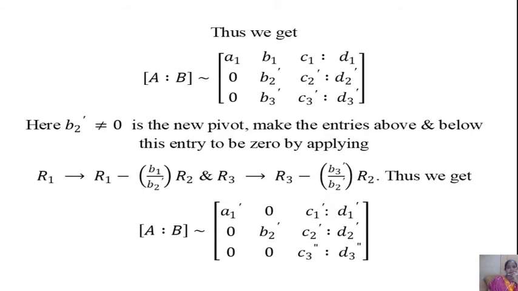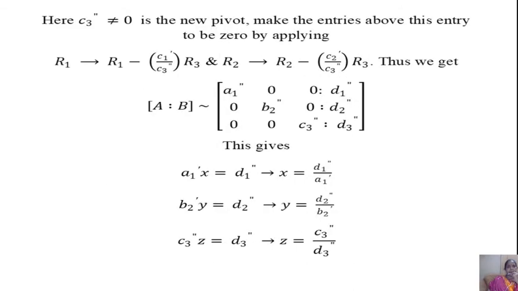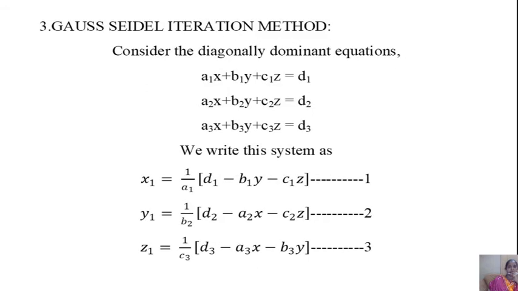Then we get the augmented matrix as we see here. Then we apply the row operation again using the third row's c3, which should not be equal to 0. Then we make R1's and R2's third elements 0 by doing the row operations. By doing that, we get a1x equal to d1, so that we get the direct value of x; b2y is equal to d2, we get the direct value of y; c3z is equal to d3, we get the value of z.